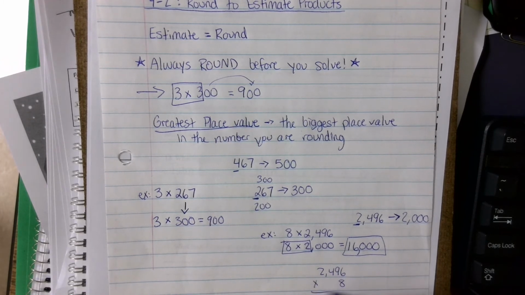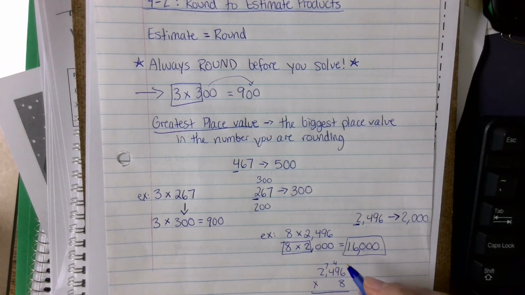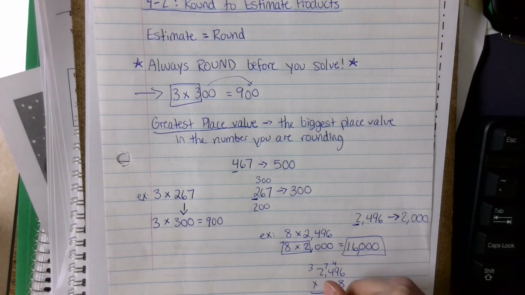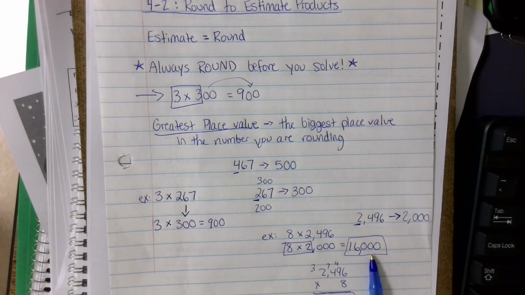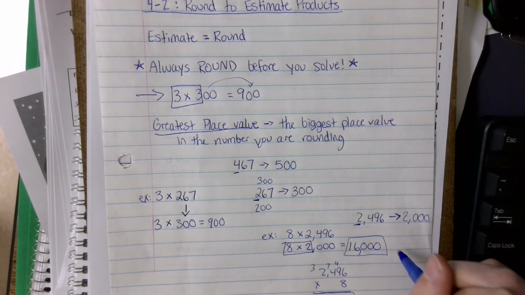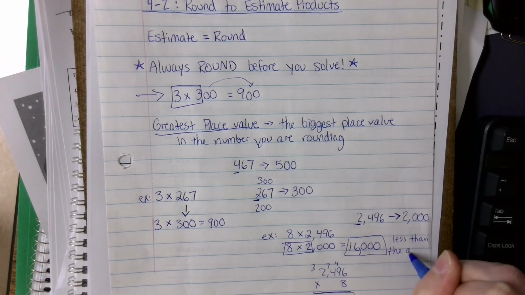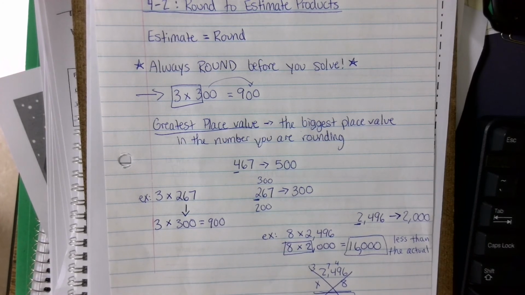2,496 times 8. Now, we're not learning this yet, but I can kind of show you what I would do. And it looks like this one is the bigger one, right? So what I would say is that my estimate is less than the actual product. Less than the actual. Now, I don't expect you to do this.